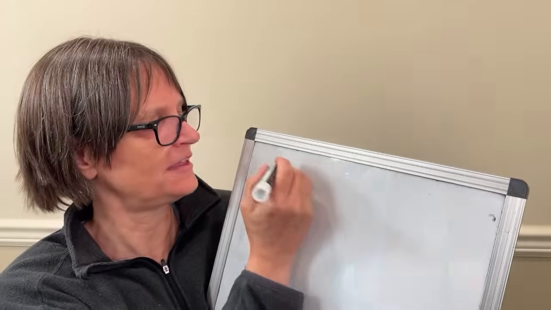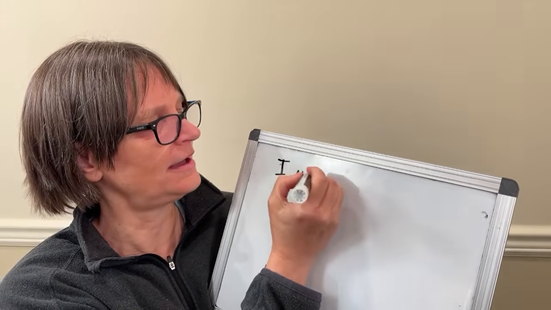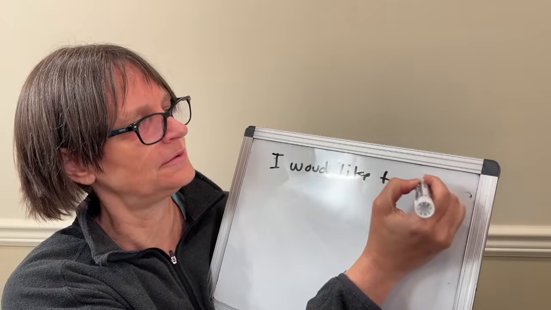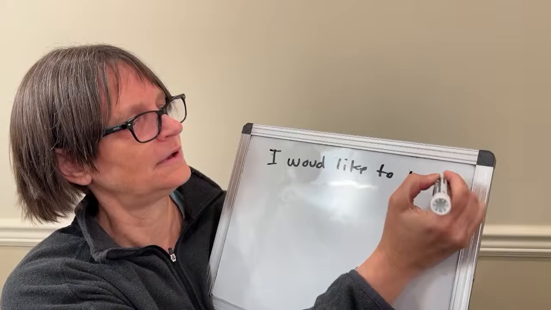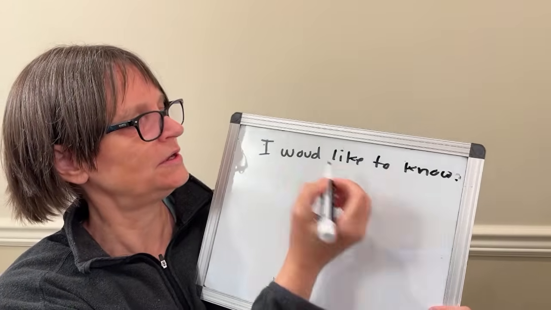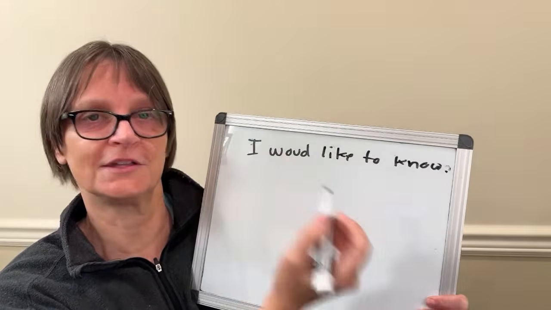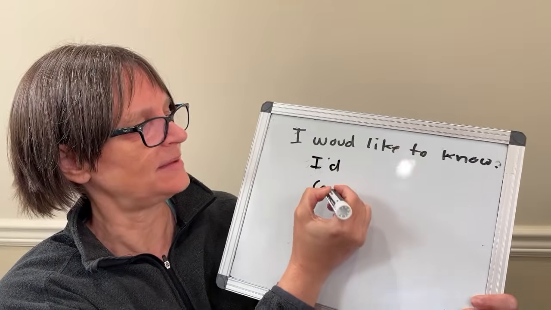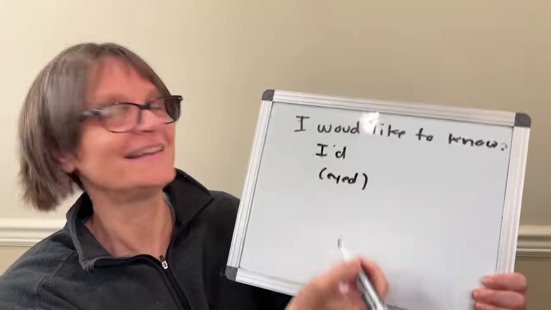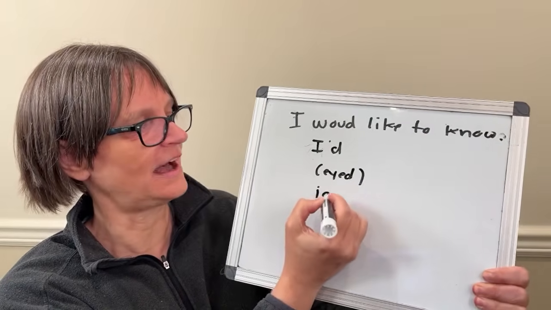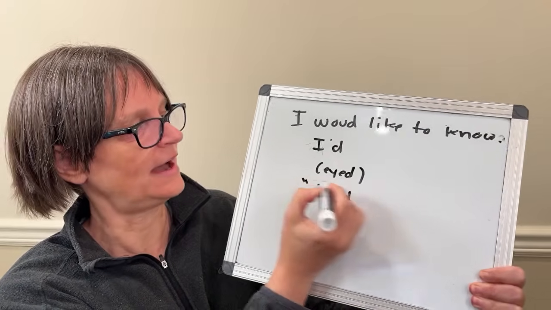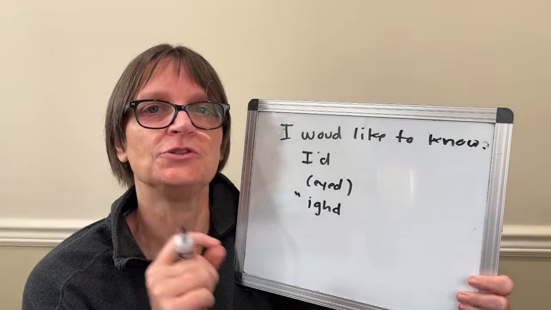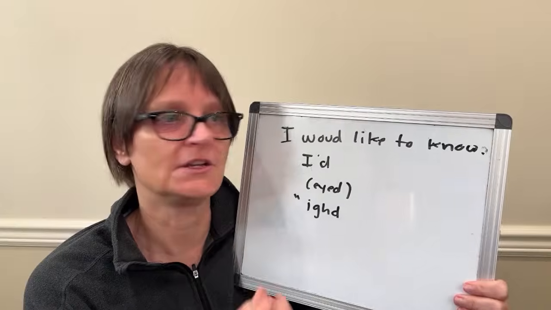So on our same theme about knowing, I would like to know. I would like to know, would, I would gets contracted to I'd. And it sounds like the same as I'd, like I eyed that thing, has the I diphthong and a D. So I'd like to, I'd like to. So I'd like to know, sounds pretty choppy, I'd like to know.